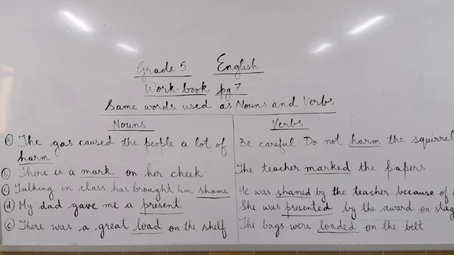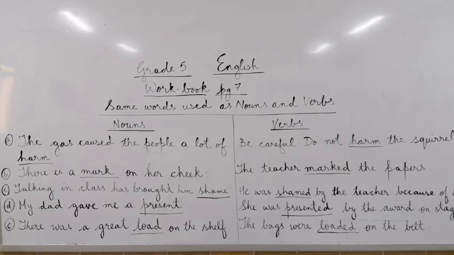Today we are going to solve workbook page 7. I want you to take out your workbooks and open page 7. You can see it is written nouns, verbs and adjectives. Here are some words that can be used as nouns or verbs. Use them in sentences of your own, once as a noun and once as a verb.